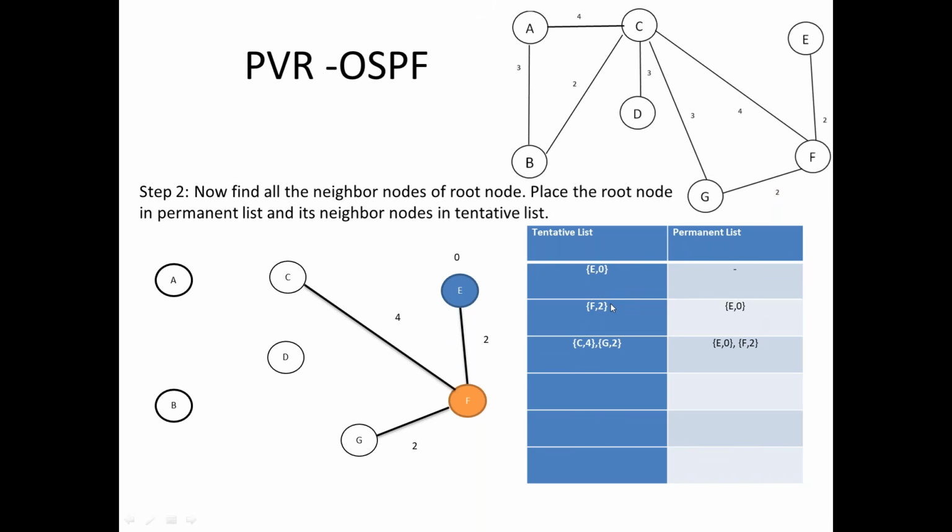So now if you consider this one, F comma 2, which is in the tentative list, then I have to find who are all its neighbors. That is, F is connected with G, C and E, but E is already in the permanent list, so I'm not considering this particular connection. I have to consider only these connections. So I have C comma 4 and G comma 2. Now we have to move the node F to the permanent list because we have added its neighbors in the tentative list. So now we have C of 4 and G comma 2.